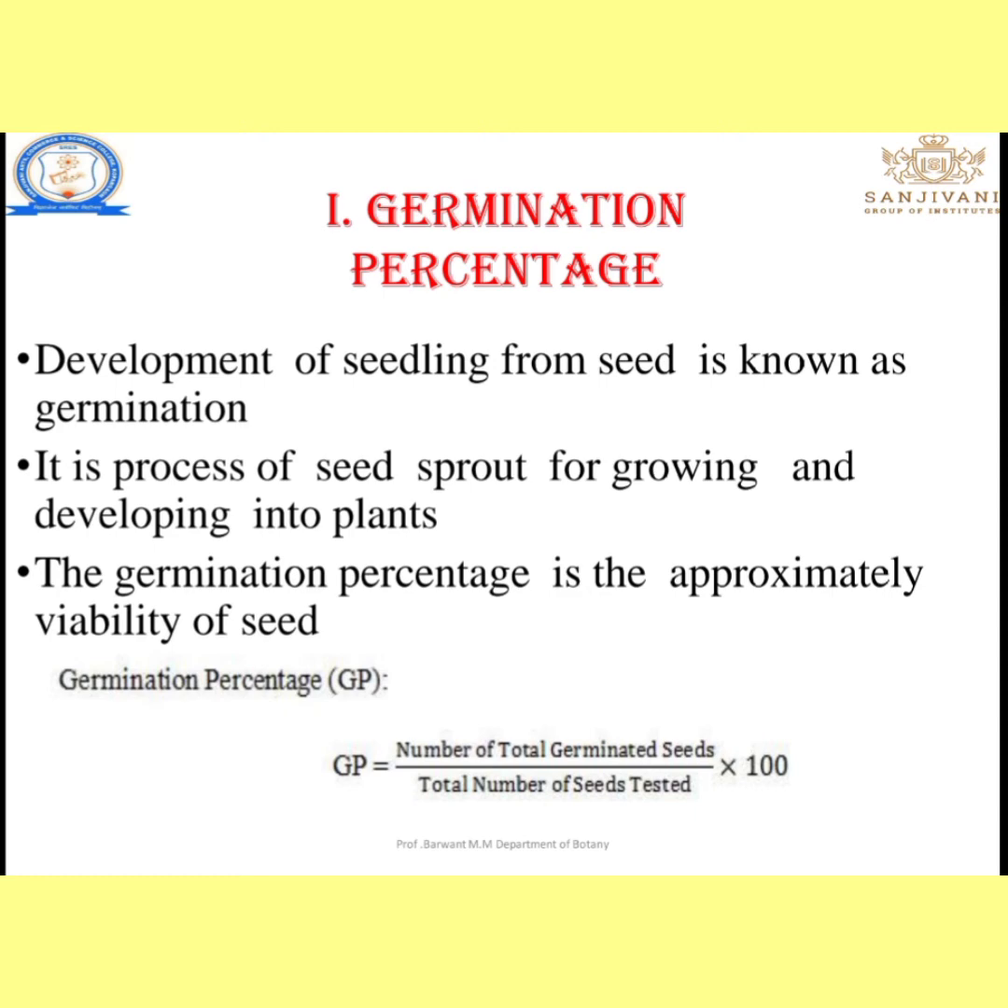Let's see the formula of germination percentage. The number of total germinated seeds divided by the total number of seeds tested, multiplied by 100. That is known as germination percentage.